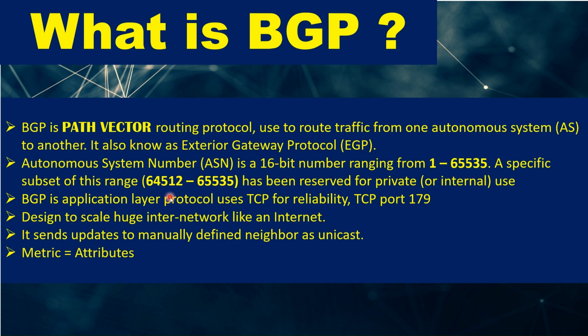The metric BGP uses is attributes. We will discuss what attributes BGP uses to calculate the metric. And the metric is the deciding factor for which path is better. Like in EIGRP, we have K values to define the metric, and in OSPF we have bandwidth. Similarly, in BGP we have attributes.